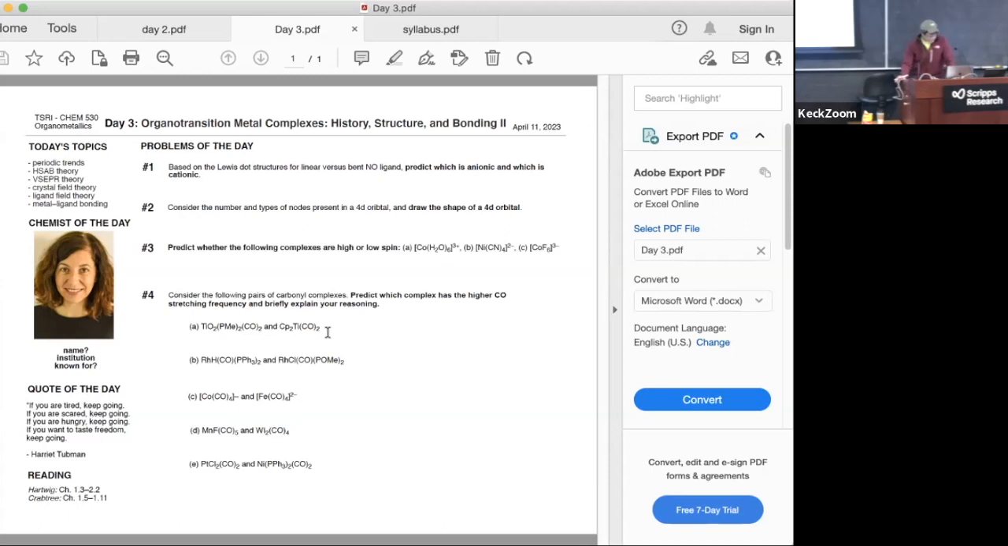I'll give you a hint, and actually the question gives you a hint, which is that in one case, the NO ligand is an anionic traditional X-type ligand. And in the other, it's actually a cationic ligand. So it donates 2 electrons, but it's charged. Based on the Lewis dot structure, and in particular the hybridization at nitrogen, predict which is which.